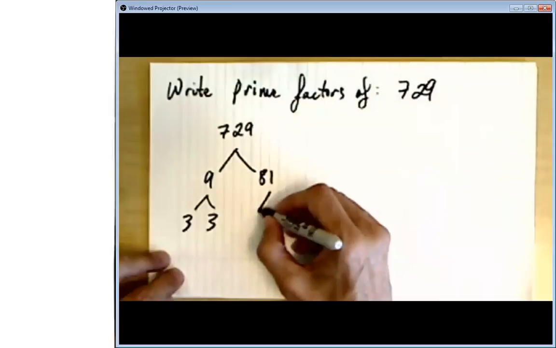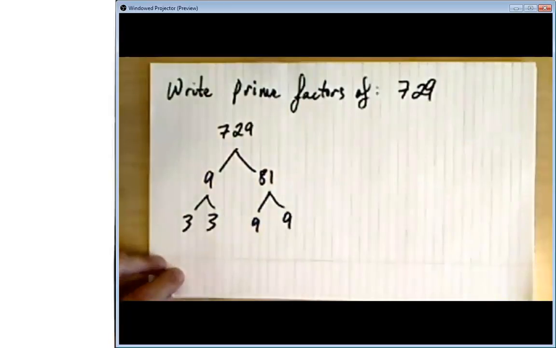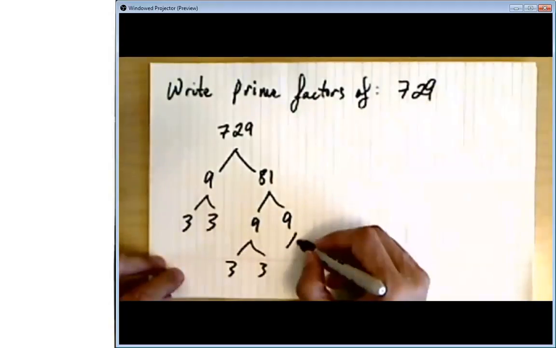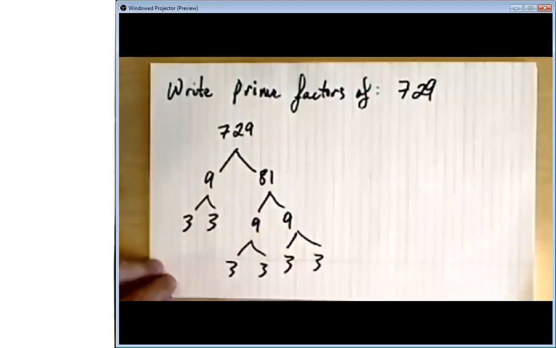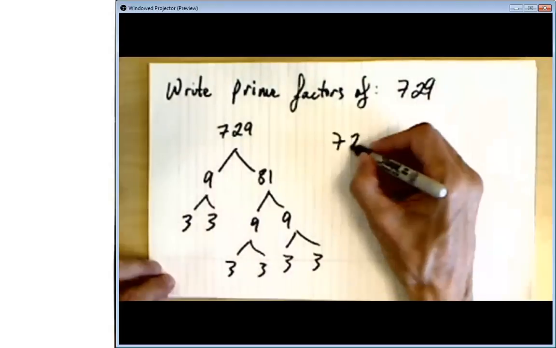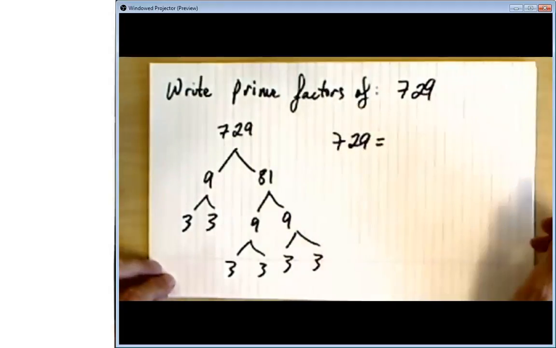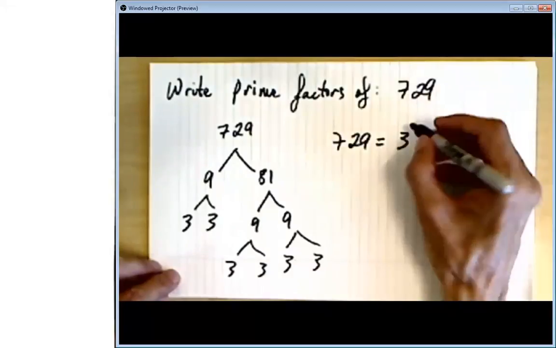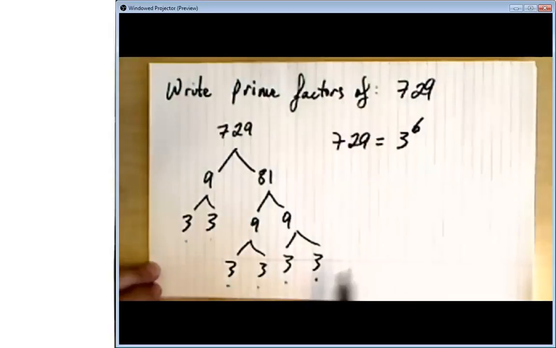9, 9. Sounds German. Yeah. 3, 3, and 3. How many threes? Don't get too excited. Okay, yeah, 6 in total. Good. So we could write that 729 is equal to all these threes multiplied together. Of course, the short, cool way to do it is 3 to the power of 6. Yeah, because there's 1, 2, 3, 4, 5, 6 threes there.